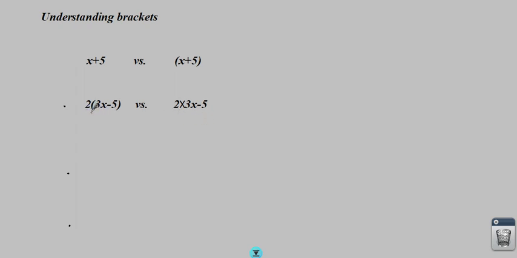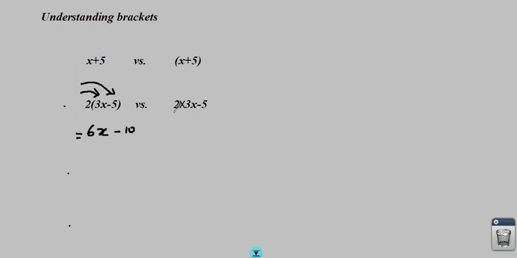Obviously 2 is multiplied by the bracket. However, because it's before the bracket, it means that it's multiplied by everything in it. Some people draw arrows to remind you that the multiplication is distributed over everything that's in the bracket. However, this is a rather primitive way of expressing things. You can simply say this is equal to 6x. 2 times 3x is 6x. 2 times negative 5 is minus 10.